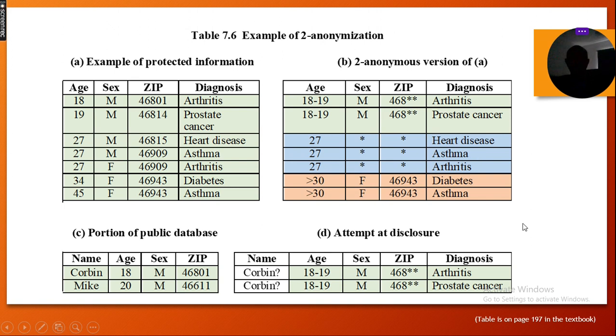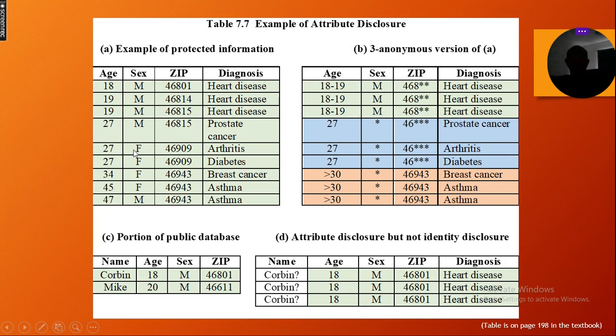Okay, so let's move on quickly. The same thing we've done here. Example of the attribute disclosure. Okay, we see we take out their names and so on and so forth.